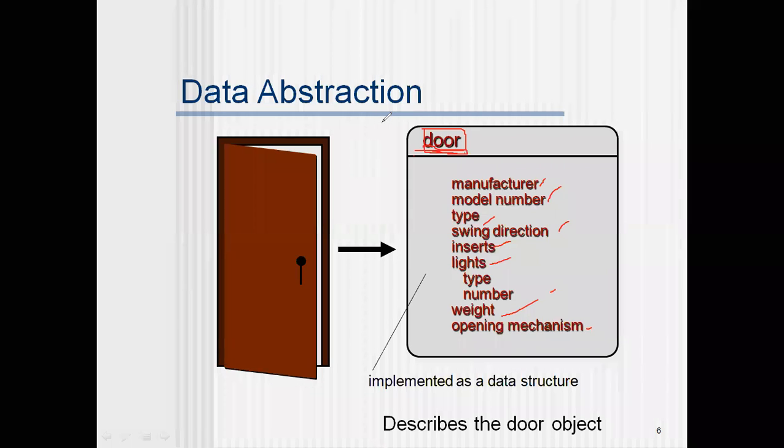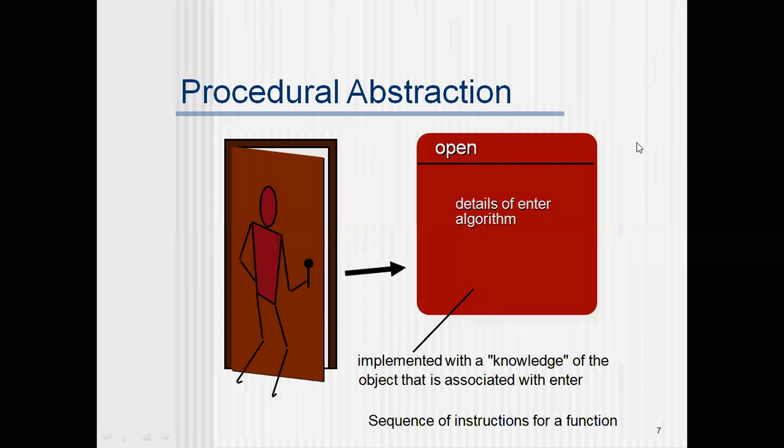If we see the next slide, it is about procedural abstraction. Till now we have seen the data abstraction. Now the procedure: how this door will work. How we are going to open this door and how we are going to close this door. There is some kind of procedure involved in this particular door object, isn't it? There is an open mechanism, there is a close mechanism. Those are also implementation details.